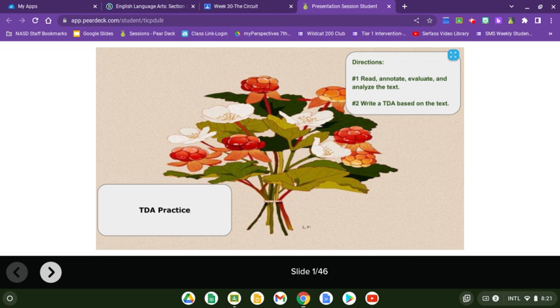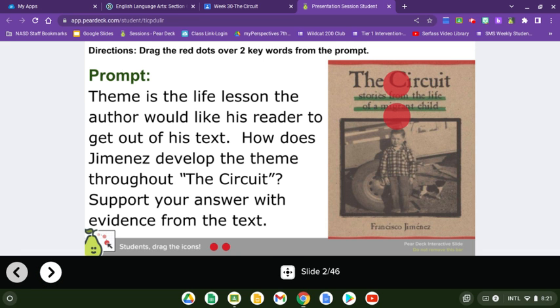We're going to read, annotate, evaluate, and analyze the text and write a TDA based on the text. Let's take a moment and look at the guiding TDA prompt for this week. Theme is the life lesson the author would like his reader to get out of this text. How does Jimenez develop the theme throughout The Circuit? Who's Jimenez? The author of the story, The Circuit. Support your answer with evidence from the text.